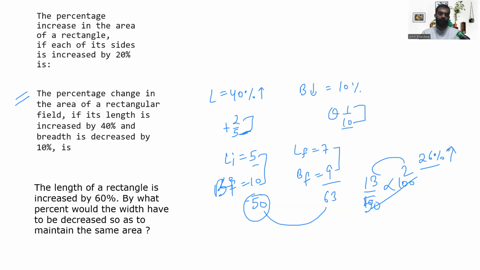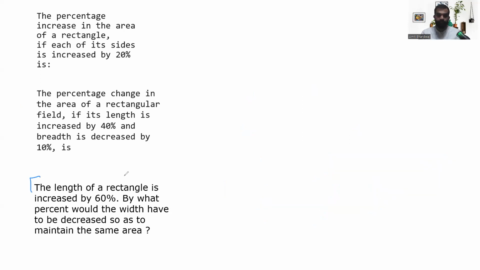This is a basic thing that we can use in this type of question. Okay, let's move toward the next point. The first two questions done. This is the third question on the same logic. Length of a rectangle is increased by 60%. By what percent should the width be decreased, what change in the breadth, so that area will remain the same?